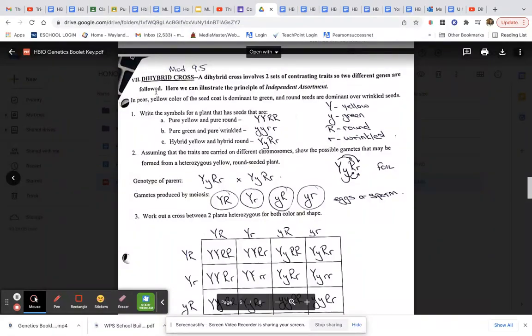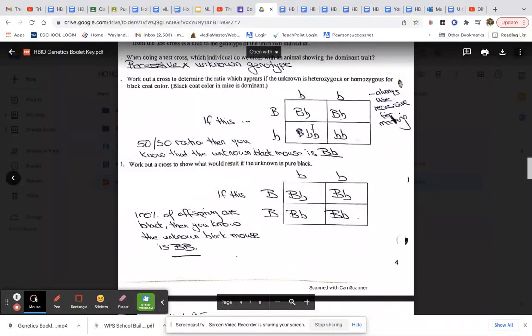Here, a dihybrid cross involves two sets of contrasting traits, so two different genes are followed. We could do a trihybrid cross where we're looking at three different traits at the same time, or a quadrahybrid cross. Now, the word hybrid is confusing here. When we went back and we were crossing, we were just looking at one trait like coat color here. This is called a monohybrid cross.